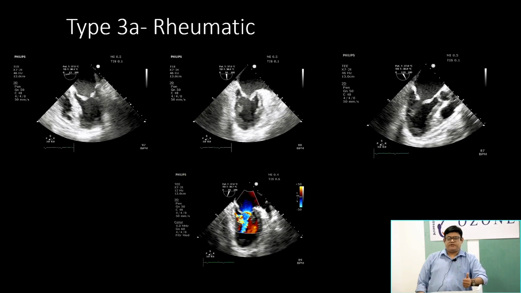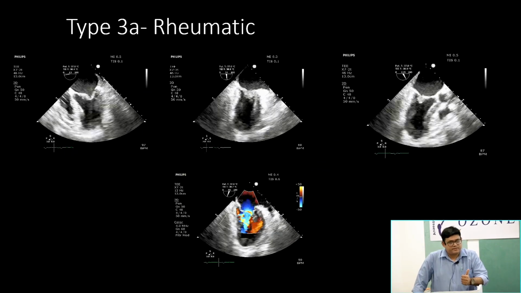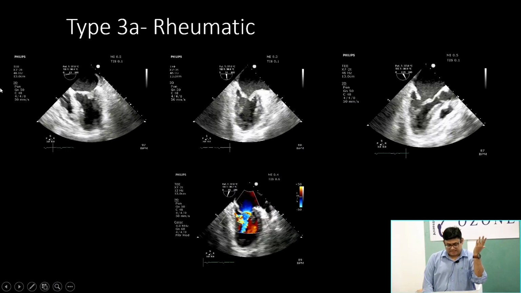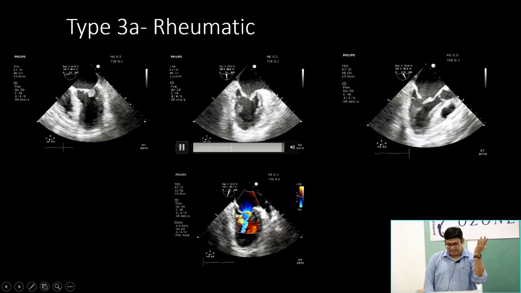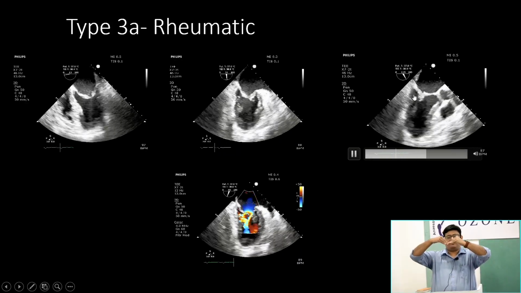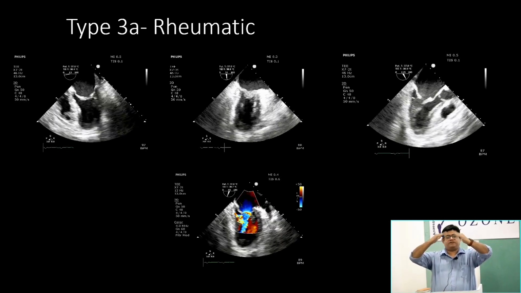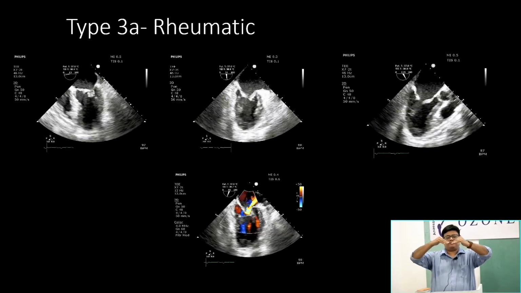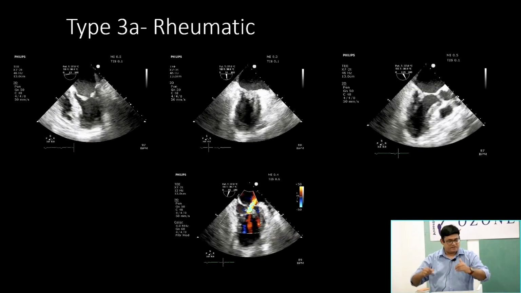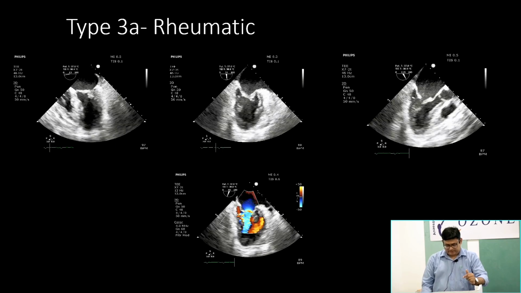Okay, now coming to type 3A, that is rheumatic. In type 3A, there is restriction both in systole as well as diastole. You can see here there are thickened leaflets, and they are not ready to coapt. Whatever is the normal motion, it is just moving this way, and there is a gap in between through which you have your mitral regurgitation jet going on.